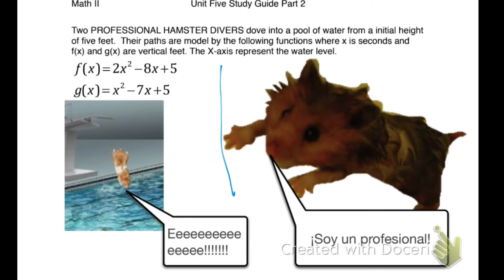So if we look at it, here's our graph. Again, they're jumping from the 5 feet. That first x-intercept is where they enter the water. And that second x-intercept is where they emerge out of the water, right? So they enter, they come back out.